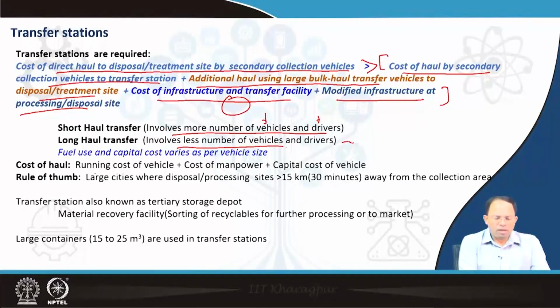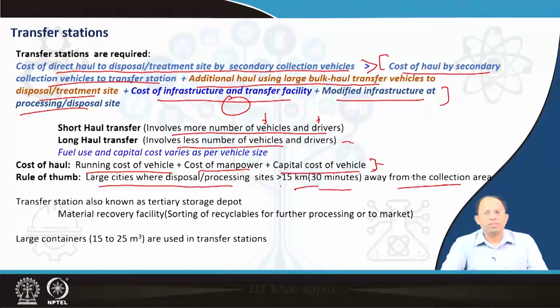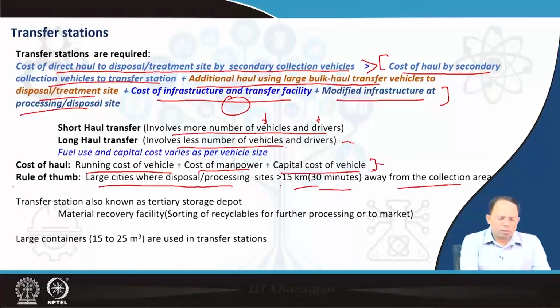So the cost of haul is the running cost of the vehicle plus the cost of manpower plus the capital cost of the vehicle. Using these three criteria, we have to determine which system is beneficial. And the rule of thumb is that in large cities where the disposal or processing site is greater than 15 kilometers or 30 minutes away from the collection area, we set up transfer stations. Again, this is a rule of thumb, but that doesn't mean that we have to follow it. You can actually do these cost calculations and determine.